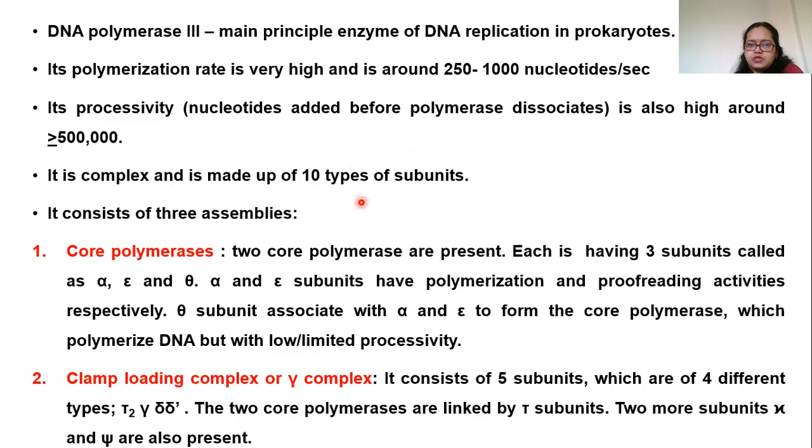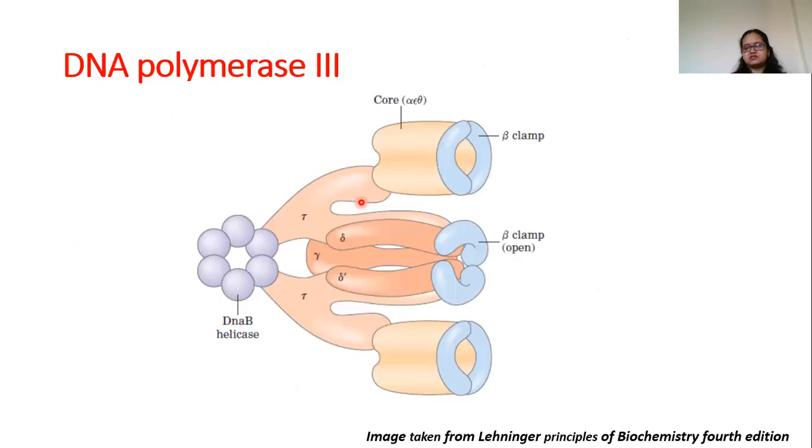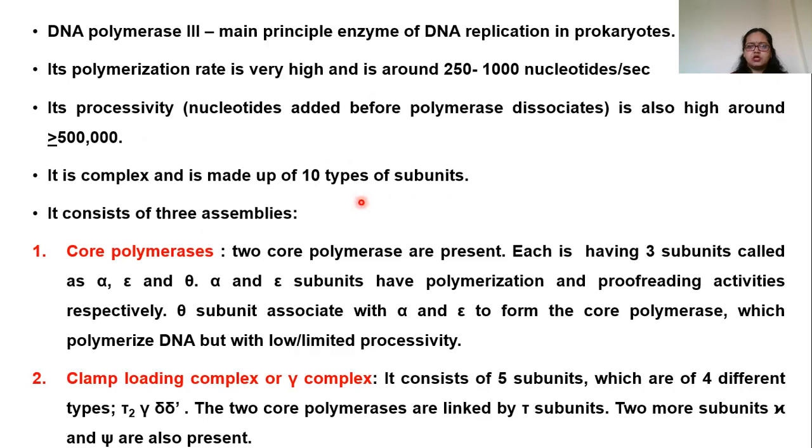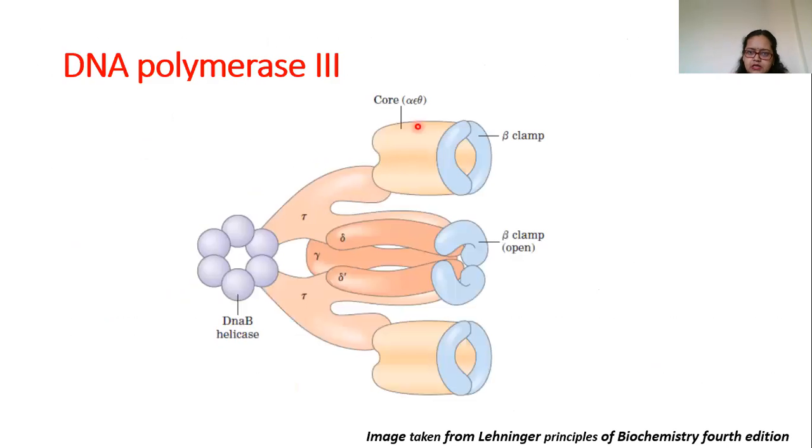So it is very complex. DNA polymerase 3 is very complex and is made up of 10 different types of subunits, as we have seen in the structure. Now I am explaining each structure. Two core polymerases are present, and each has three subunits called alpha, epsilon, and theta. In brackets, I have written alpha, epsilon, and theta. So this is a core polymerase.